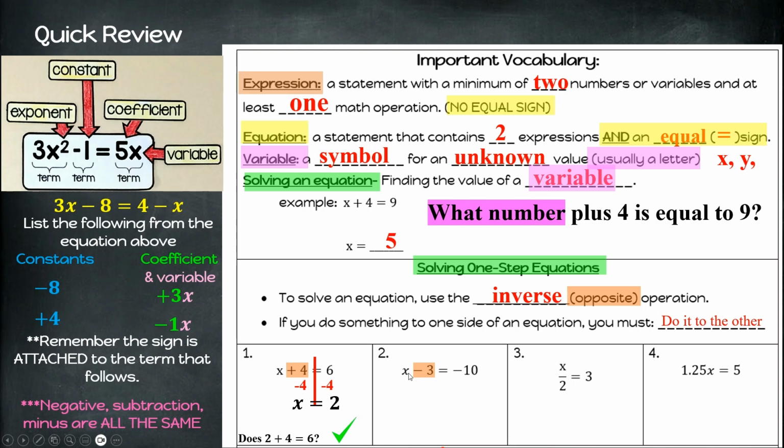Here in our next example, we have x minus 3 is equal to negative 10. Instead of subtracting 3, we want to do the inverse or opposite. Really, our goal here is to make this equal 0. So negative 3 plus 3. I have to add 3 to the other side as well. And negative 10 plus 3 is going to be negative 7. So when I get x is equal to negative 7, then I can plug it into my equation and see if I have the correct answer.